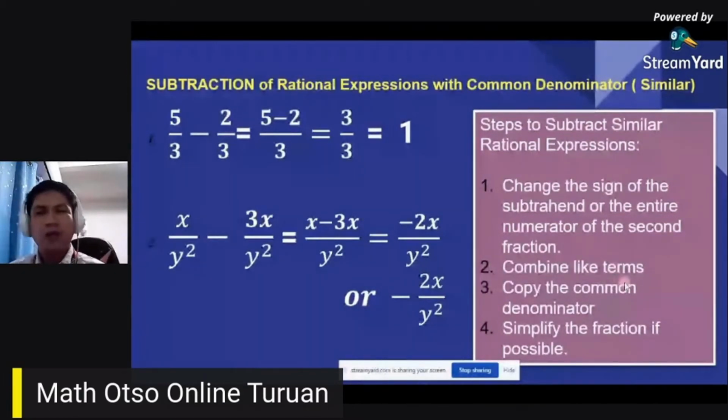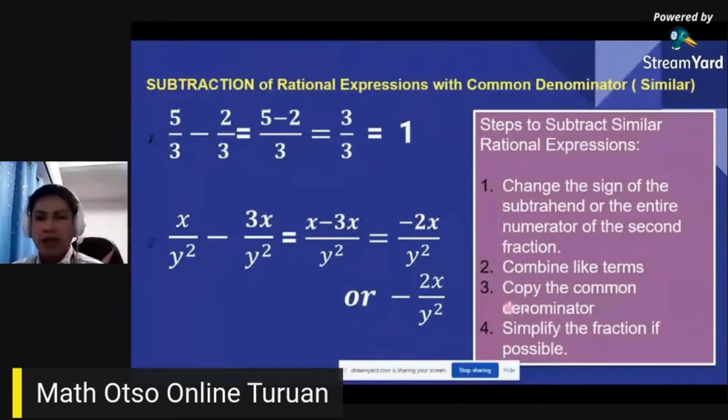If there is something we can combine, like here in x minus 3x, these are similar terms or like terms. That is why it became negative 2x. Sir, why negative 2x? Because the signs of x and negative 3x are different. So we subtract, and since negative 3x has a higher absolute value, it became negative 2x.